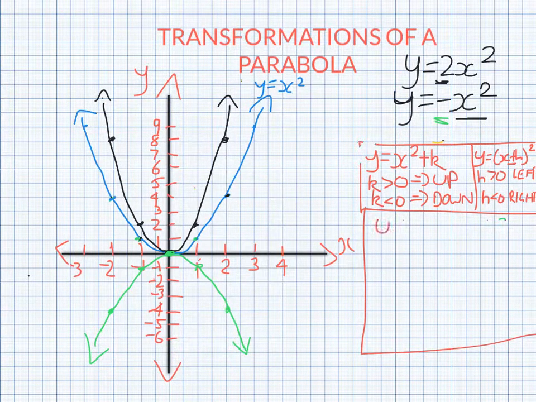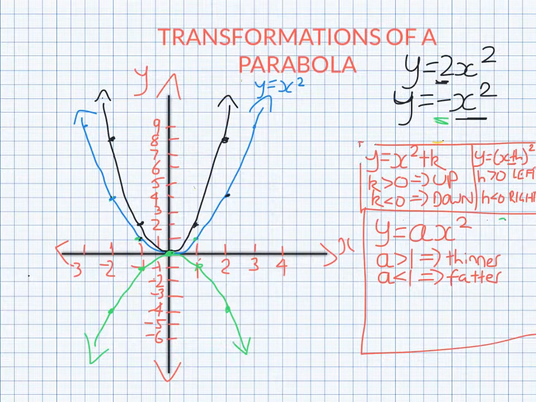So if you have something like y equals ax squared, if a is more than 1, it makes the parabola thinner, as we saw in the black one. If a is less than 1, so if a is like a half or something, it actually makes it fatter. So y equals a half x squared would look like this. So when a is less than 1, as it is in the yellow, it's made the parabola fatter.